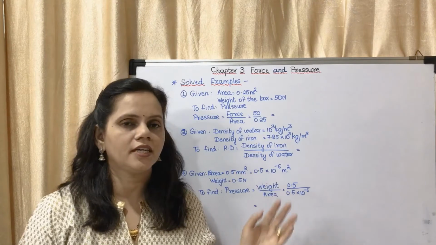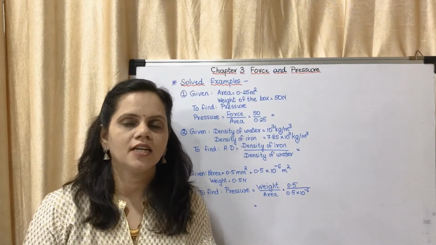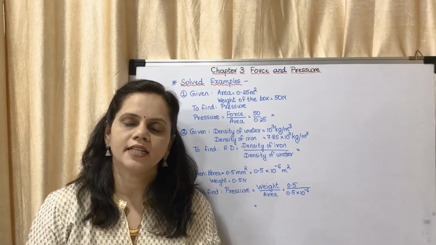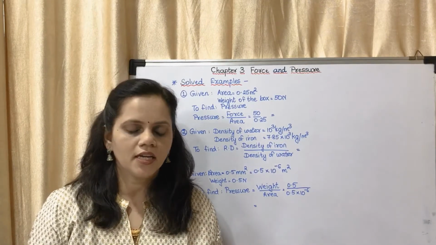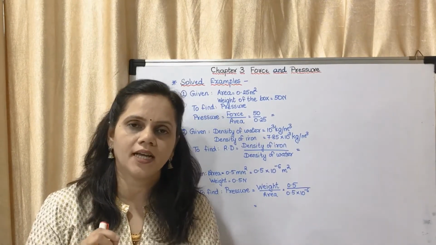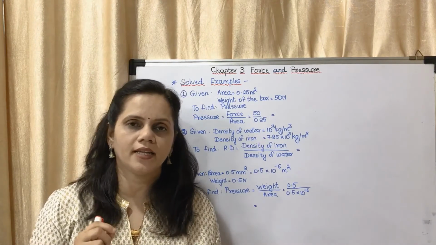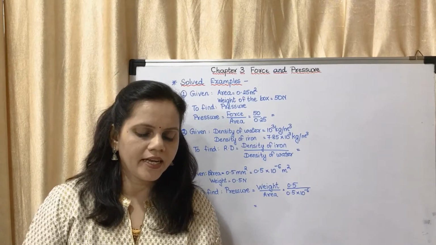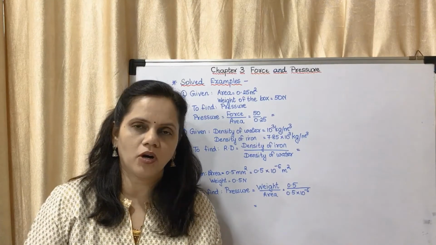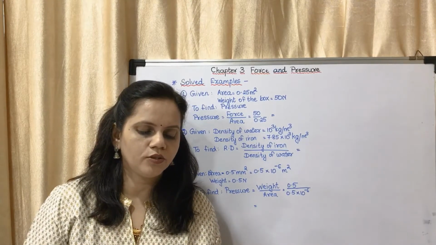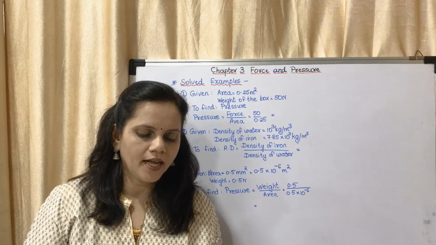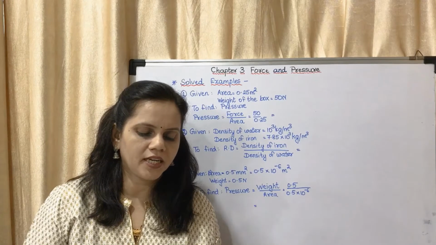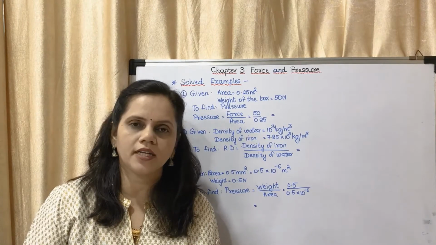Now I am doing the solved examples first. The solved examples 1, 2, 3 are very important. They are asked, so you may mark them and keep them as important. First one we will see. The area of the bottom of a tiffin box is 0.25 meter square and weight is 50 Newton. Calculate the pressure exerted by the box on the shelf.